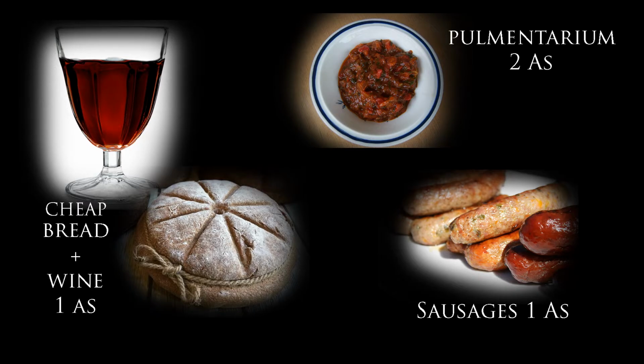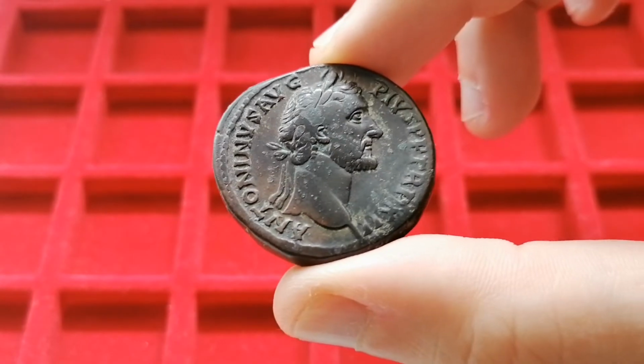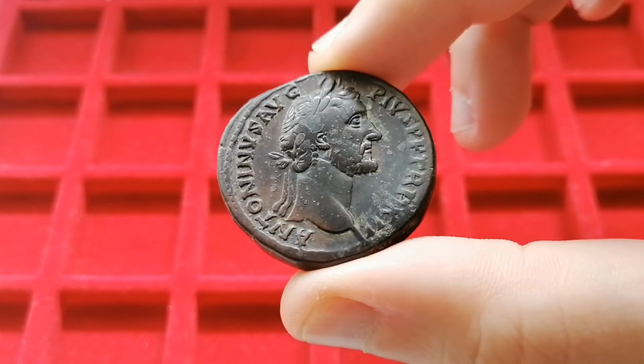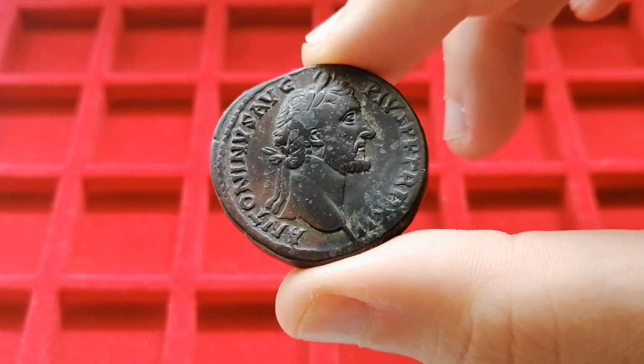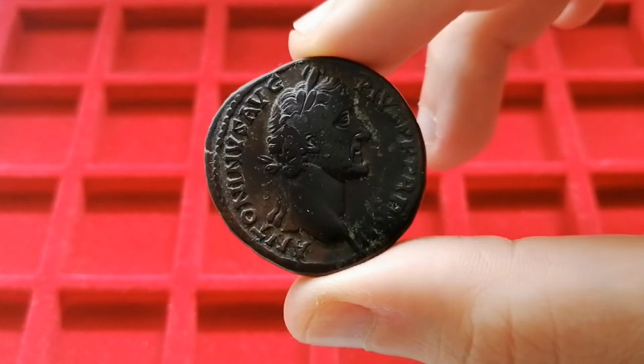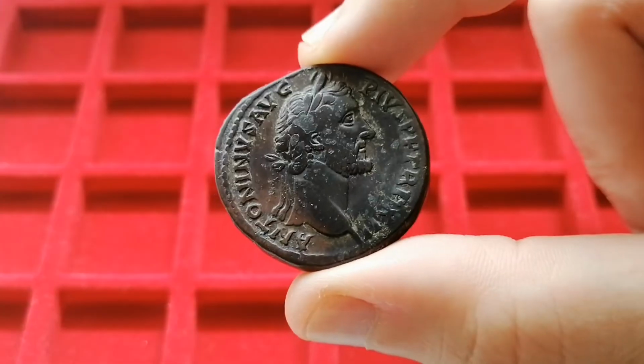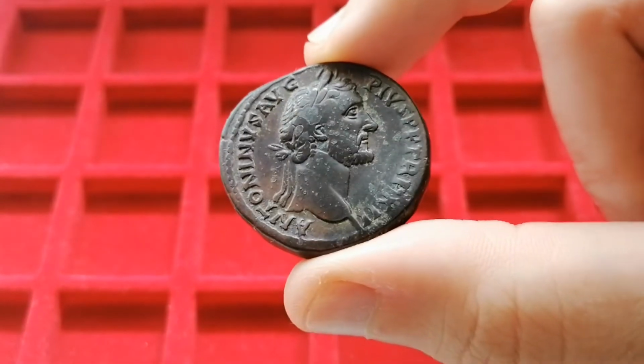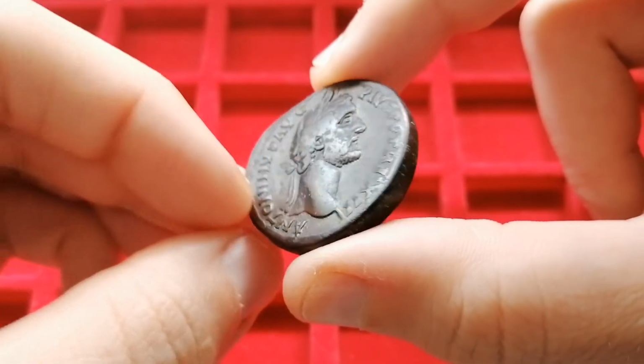Apart from the bread and the sides, we're also adding a sausage to our meal. These were very popular and affordable, so a couple of sausages would probably set you back like 1 as. This gives us a total of 4 asses or 1 sestertius for a hearty meal with wine, bread, sides, and even some meat. Now you know that if you have one of those chunky sestertii like this one from Antoninus Pius I'm holding here, you could fill your stomach at the local tavern.